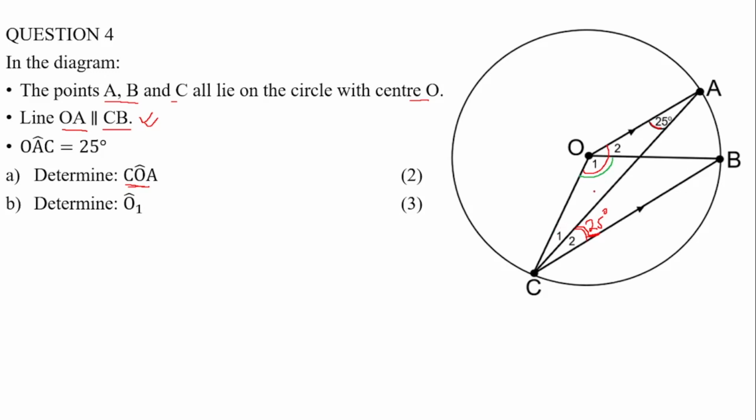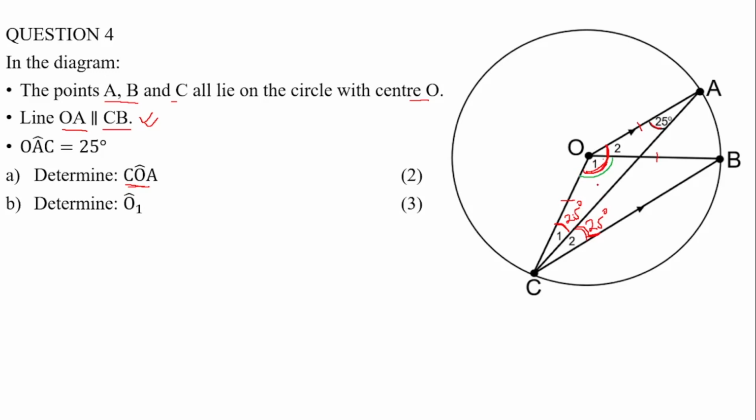What about this angle C1? Angle C1 also should be 25 degrees, because these are angles opposite equal sides. OA and OC are equal because they are radii. Even OA, OC are equal to OB. These are radii. So with this information, if you look at triangle OCA, we can find this angle using the sum of angles in a triangle. We just say 180 minus 25 minus 25 will get 130.